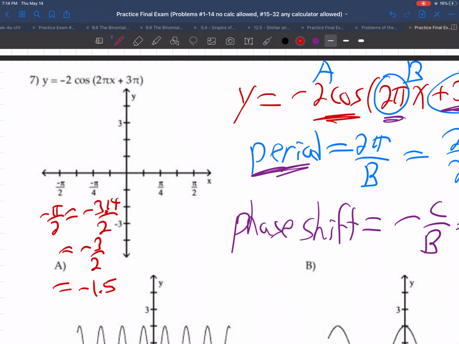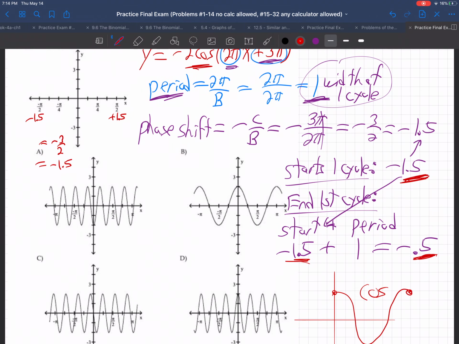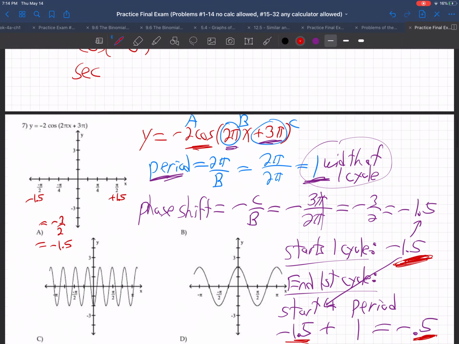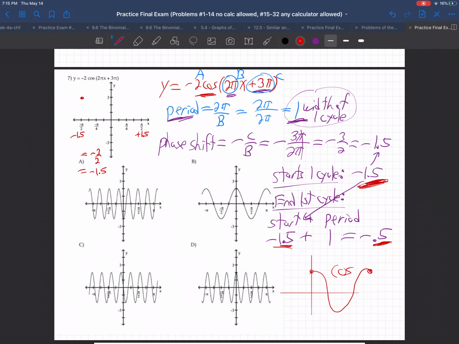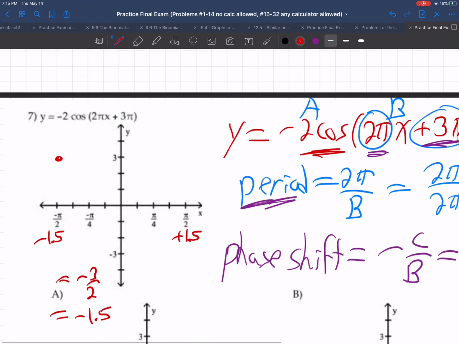let me erase some of this now. This is about minus 1.5, and this is about positive 1.5, because it's half a pi, half of 3. Half of 3 is 1.5. So when we say that our cosine starts at negative 1.5, that means it's going to start back here at negative 1.5. And it's going to go low and go high and finish. Where does it finish? It ends its first cycle at negative 0.5.